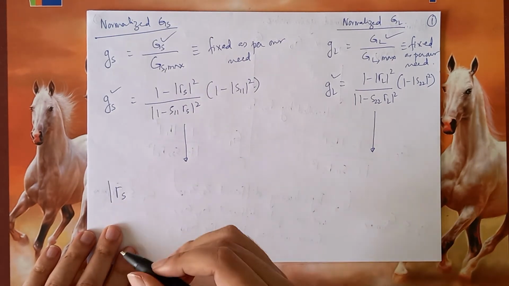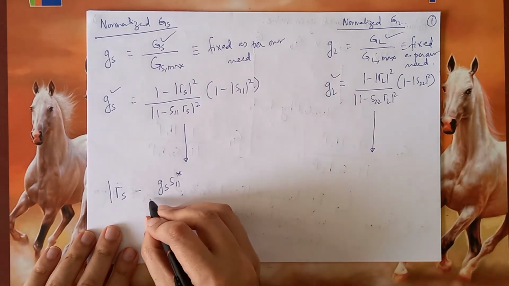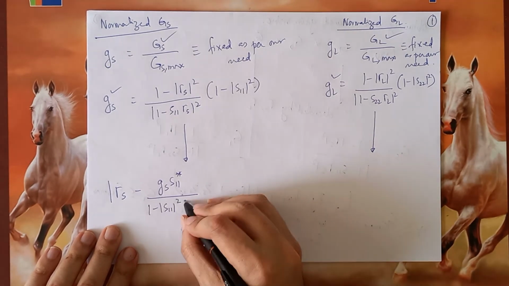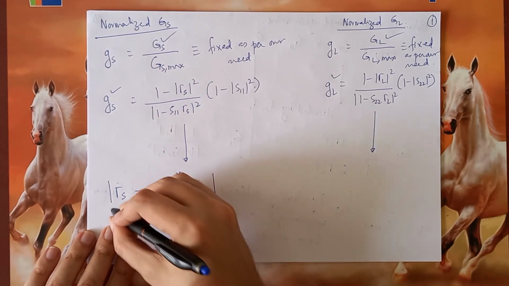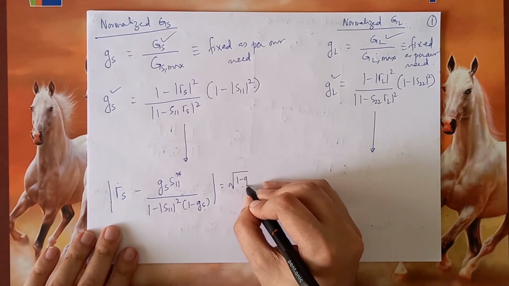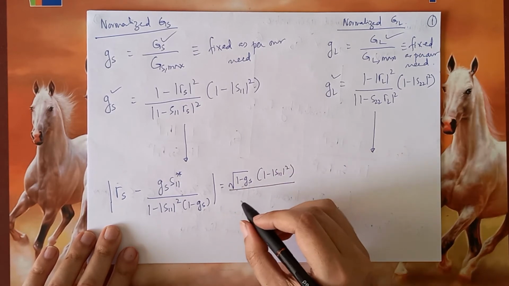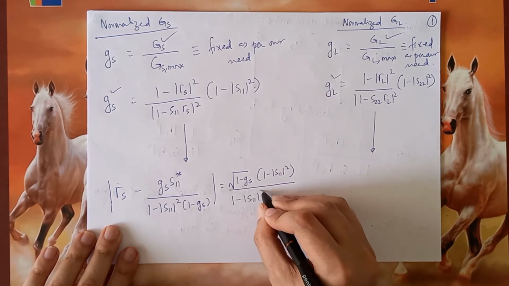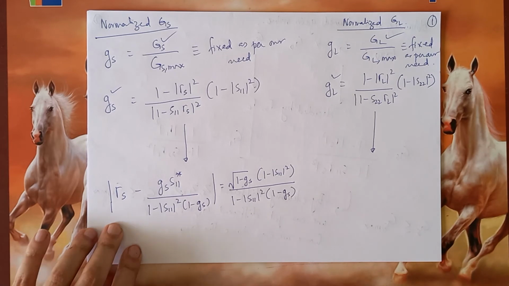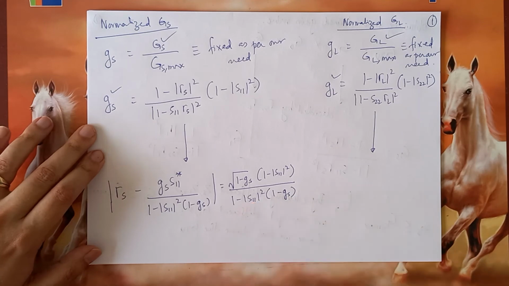Mod of gamma s minus gs s11 conjugate divided by 1 minus mod s11 square times 1 minus gs, whole mod, is equal to root of 1 minus gs times 1 minus mod s11 square divided by 1 minus mod s11 square times 1 minus gs. This is not a whole multiplication, so just be careful of that. This is multiplication only with s11 mod square.